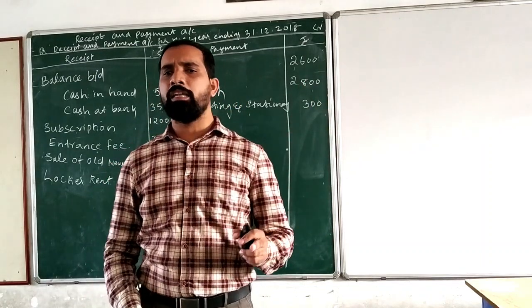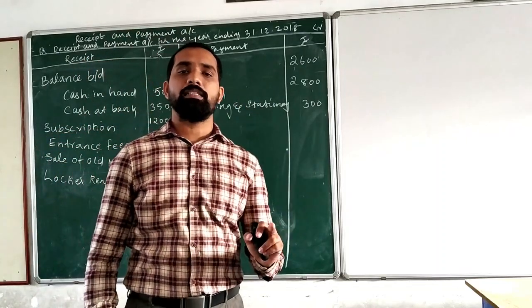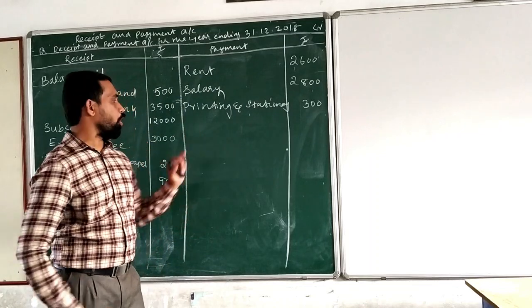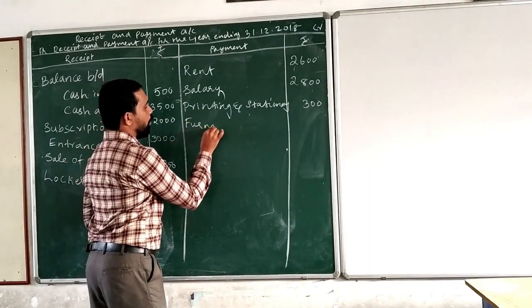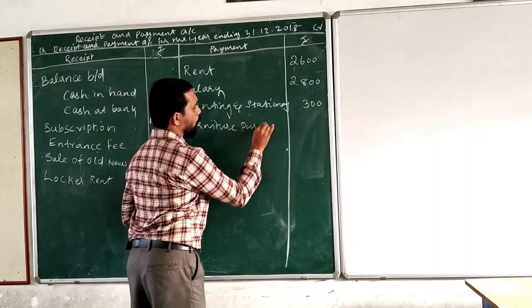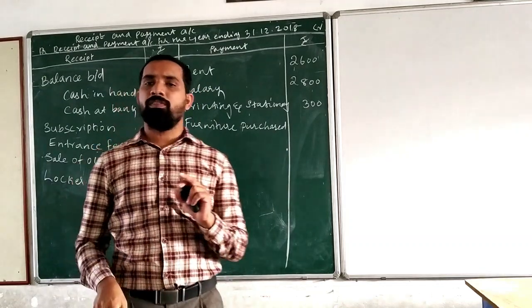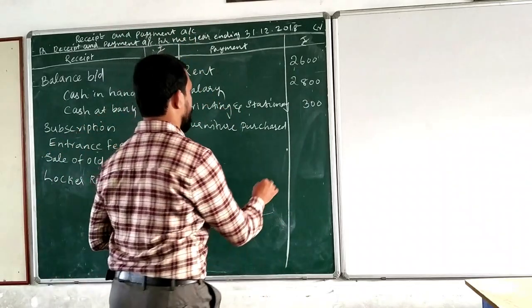Furniture purchased. Furniture purchased is also a payment, so it's shown on the payment side. How much rupees furniture purchased? 4,500.